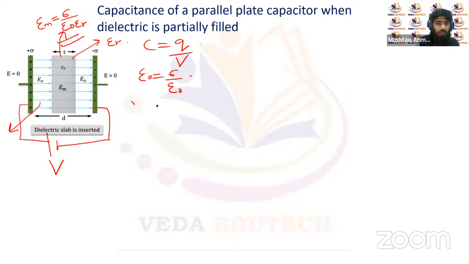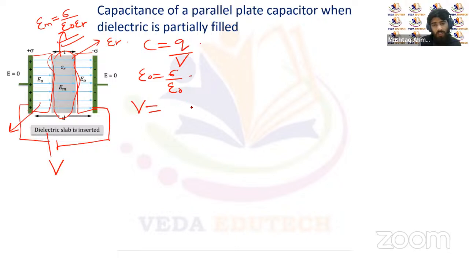So the total potential will be split: some of the potential will be in this region of the dielectric, and the rest of the potential difference will be along the other region. Once again, it's a uniform field. Even within the dielectric, the electric field strength is uniform. The length of this slab is T, and the electric field in it is sigma upon epsilon naught into epsilon r.